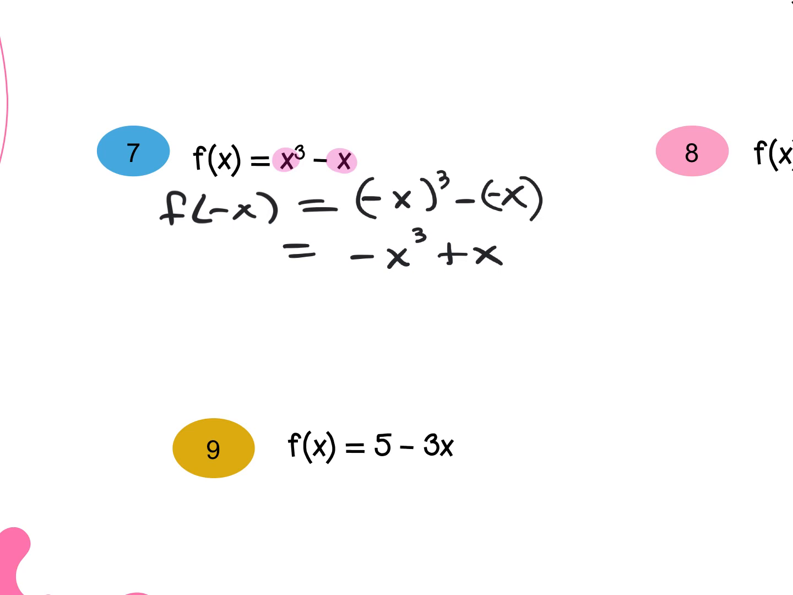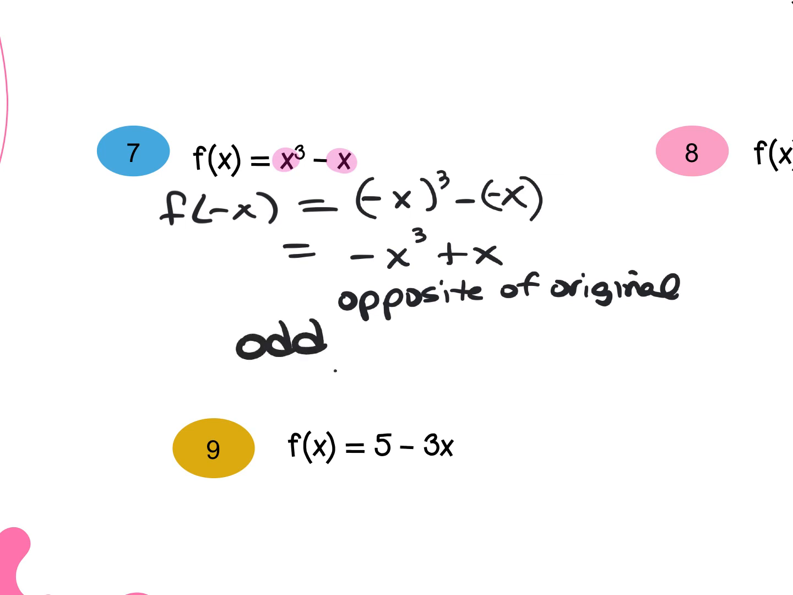Notice both signs are opposites of the original. So this is the opposite of my original function. Because it's the opposite of the original function, it's an odd function, and it's going to be symmetric to the origin.